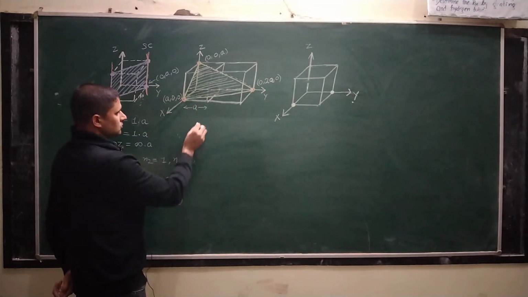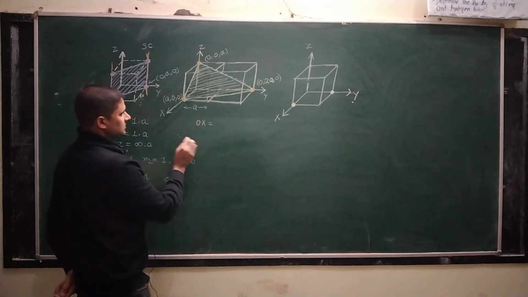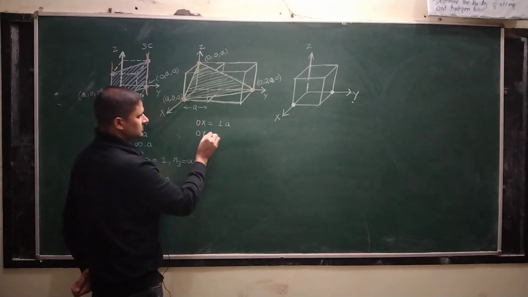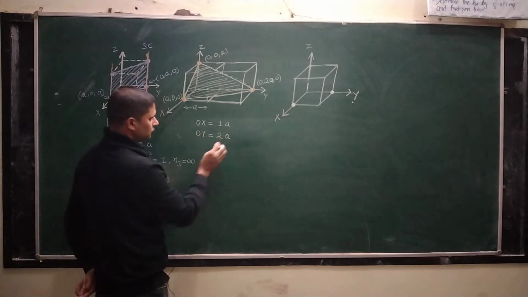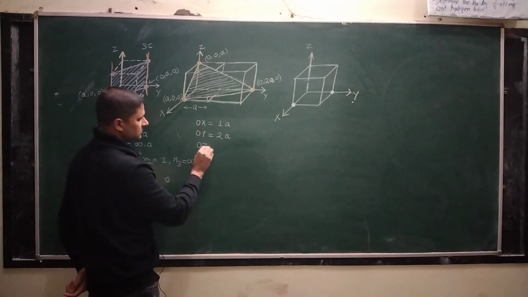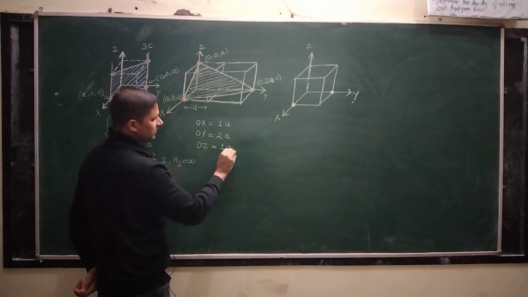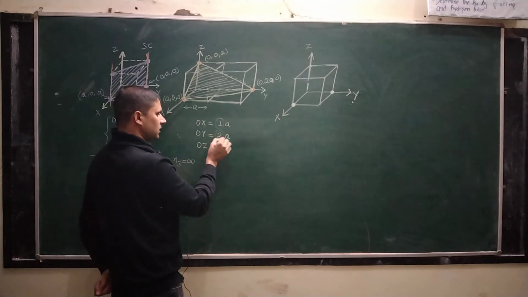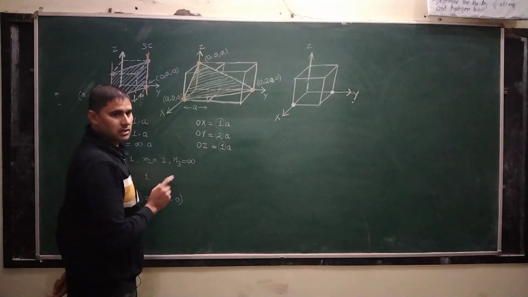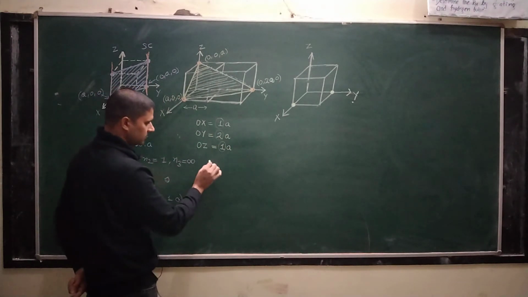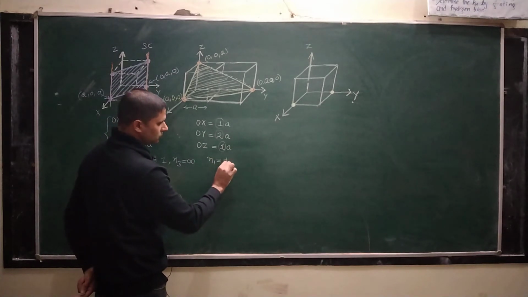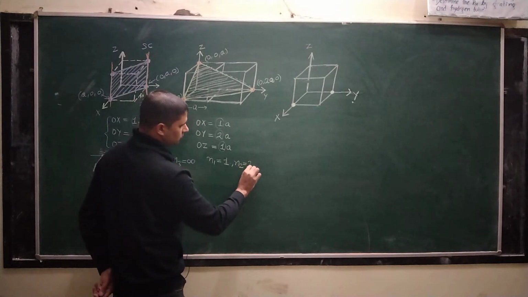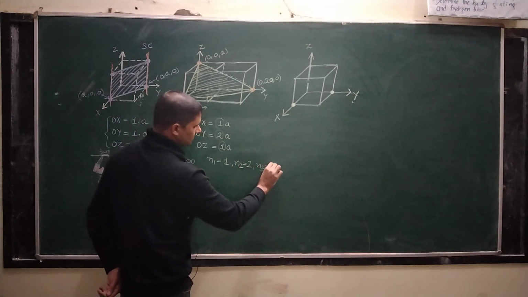Okay, so the intercept along the x direction will be 1 time of a, along the y direction it is 2 times of a, and along the z direction again it is 1 time of a. So from here you can see the values of n1, n2 and n3 are 1, 2 and 1. So here n1 is equal to 1, n2 is equal to 2 and n3 is equal to 1.